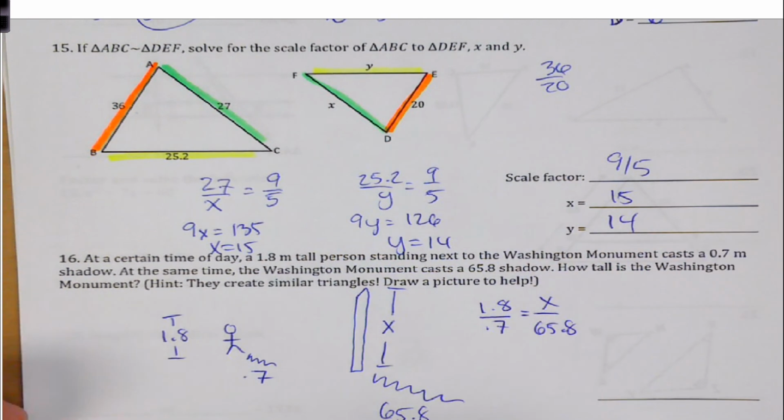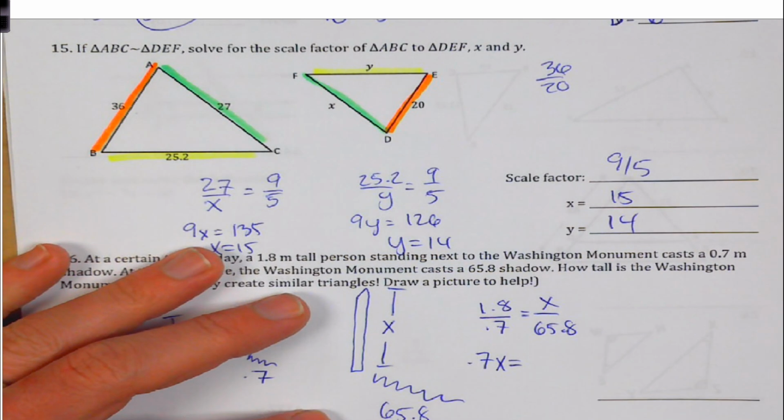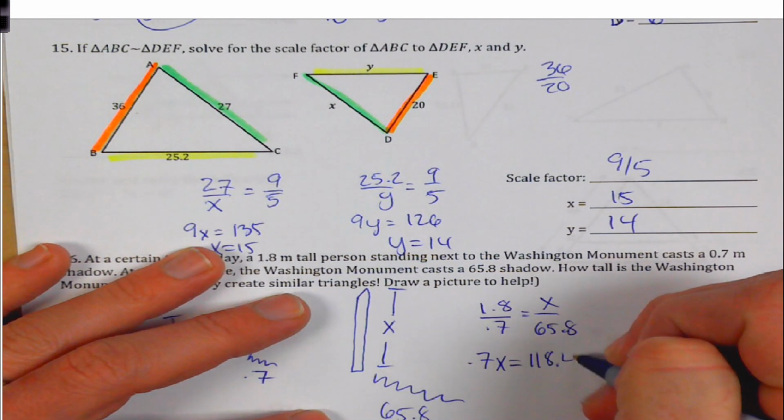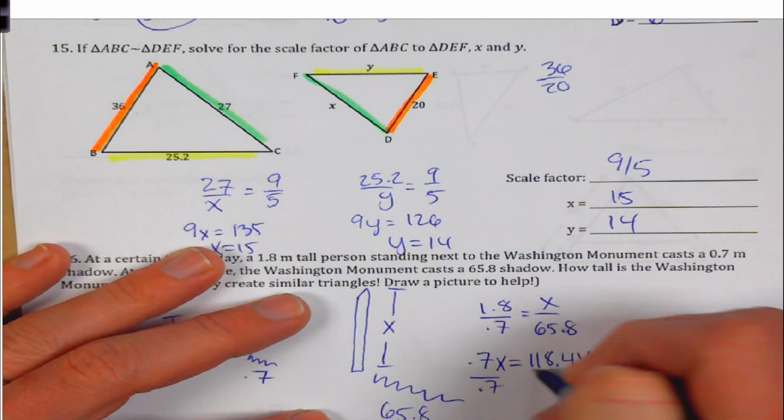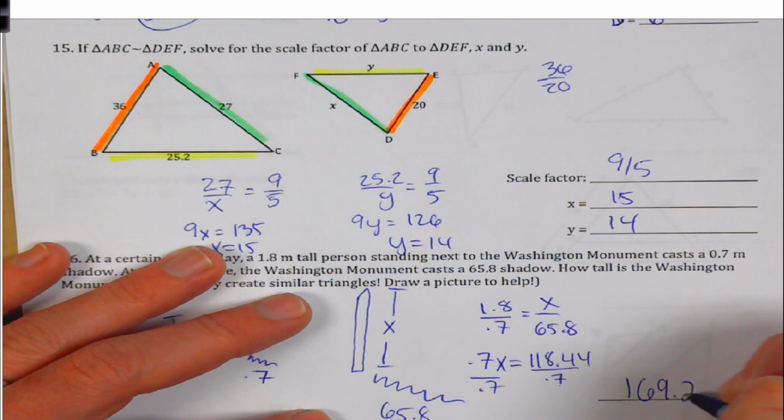And then we just use some basic calculations. This is 0.7x equals 1.8 times 65.8, which is kind of a little bit of a messy number. And then we just divide by 0.7. Make sure you do 0.7, not 7. That will make it much different. And we get 169.2 feet tall.